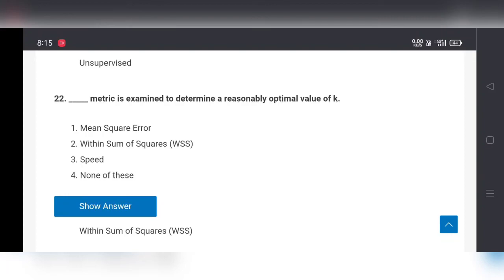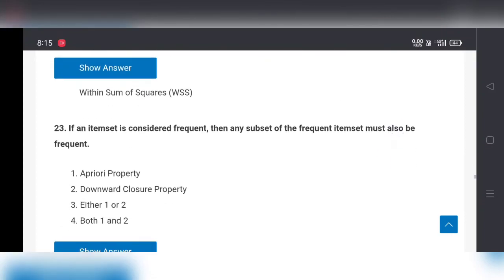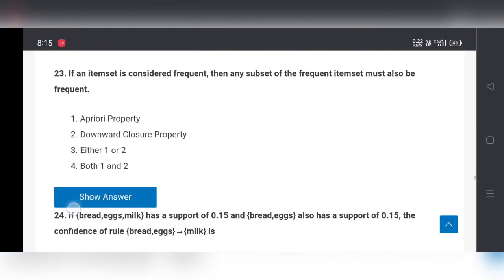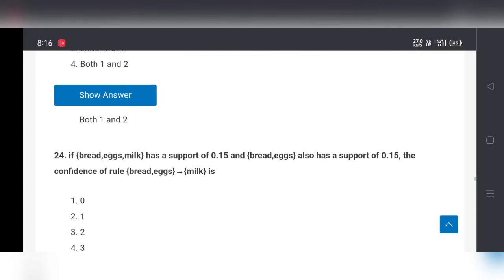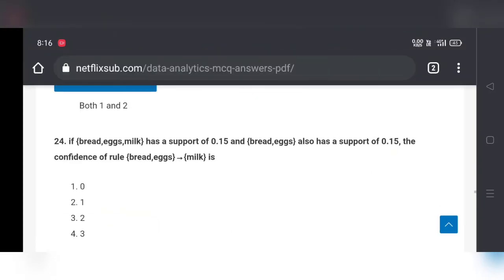Next, if an item set is considered frequent, then any subset of the frequent item set must also be frequent. The answer is both A and B, that is the Apriori property or downward closure property. Okay. Next lecture. Thank you.